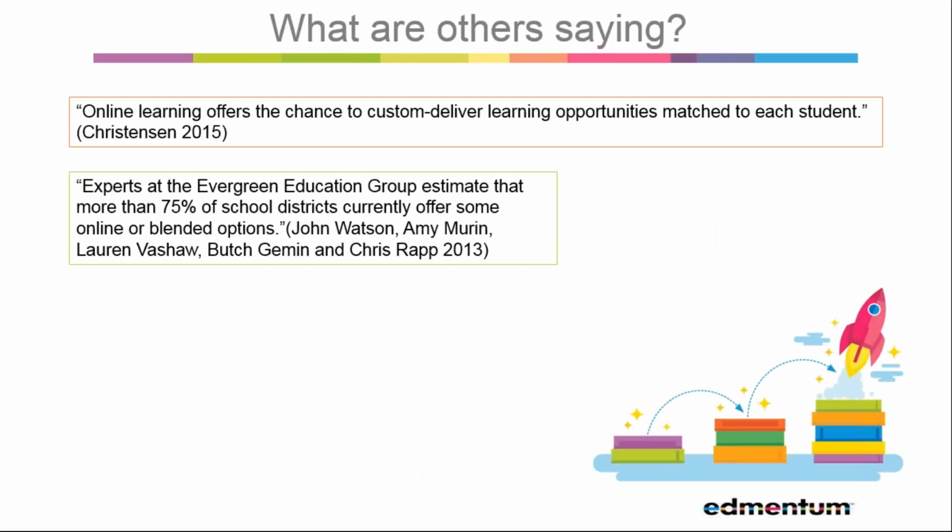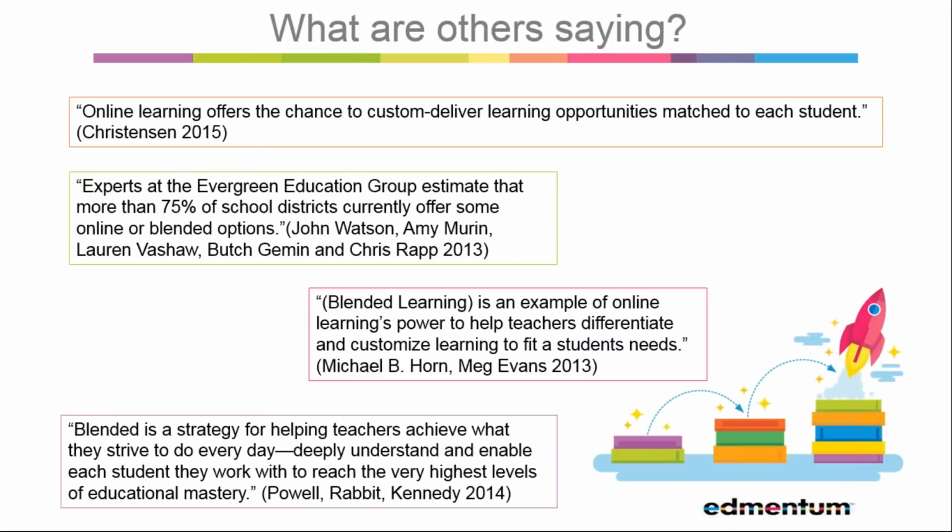So I think this is a great time to start with what are others saying, right? What are our peers, what are researchers around the country saying about blended learning? I put together a couple of good snapshots of exactly what others are saying about this. And I'm not going to read all of these here. I wanted to give you a solid overview, but I like the second one in particular, where experts at the Evergreen Education Group estimate that over 75% of school districts are currently offering some aspect of online or blended learning components to their students. And I think that's really unique.